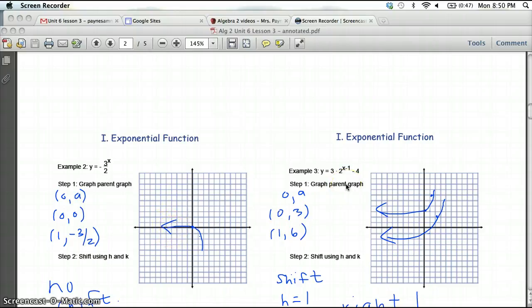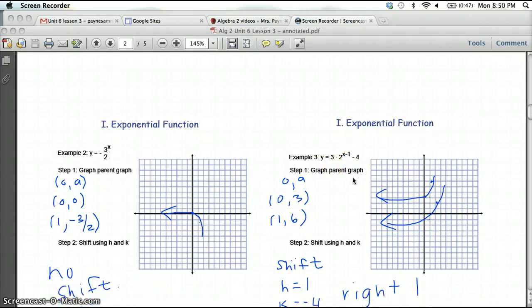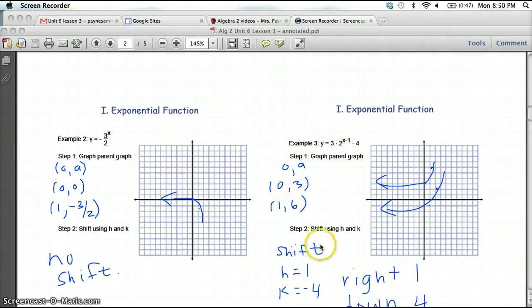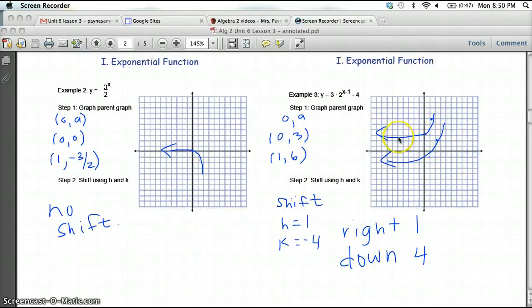Now let's look at example 3. We've got y equals 3 times 2^(x minus 1), minus 4. Now, we do have an h and a k here. So your h is 1, okay, and your k is a negative 4. So we're going to go right 1 and down 4. So once we have our parent graph, we're actually going to shift it. We're going to go right 1 and we're going to go down 4.